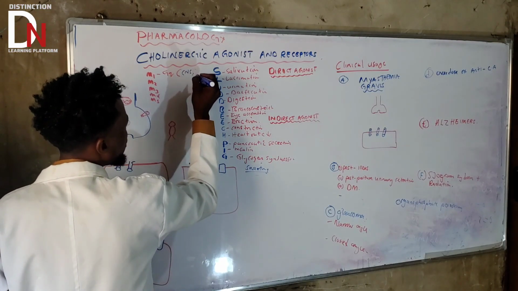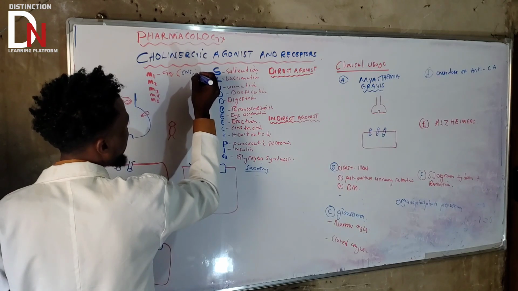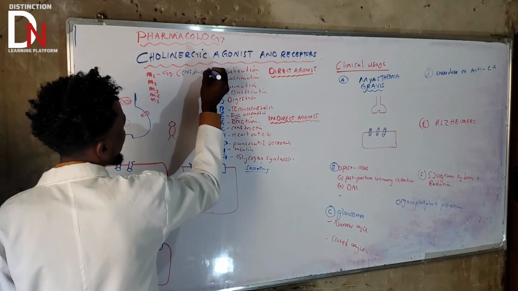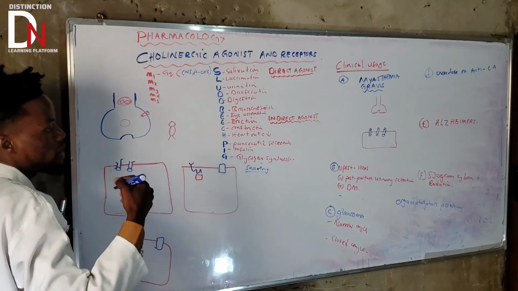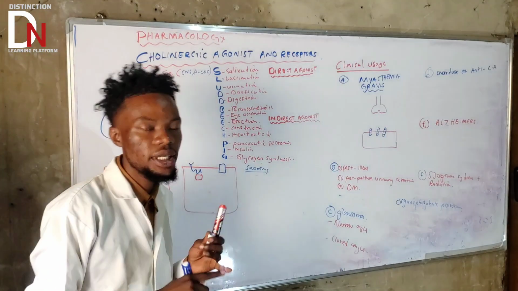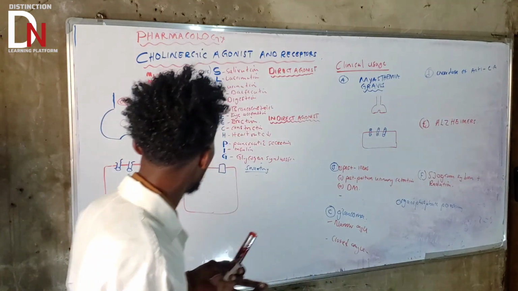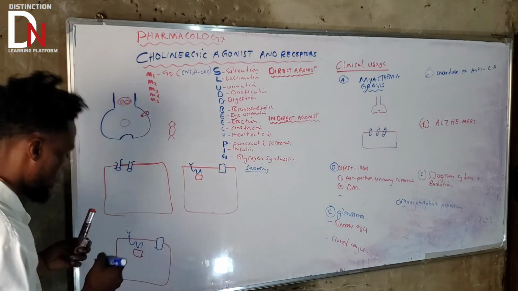You can find them in the CNS and also the stomach, particularly in the parietal cells. Let me just say P cells. These are the ones that help to secrete hydrochloric acid. So CNS and stomach. That's where you can find the M1 receptors, which are Gq. Okay. Next.